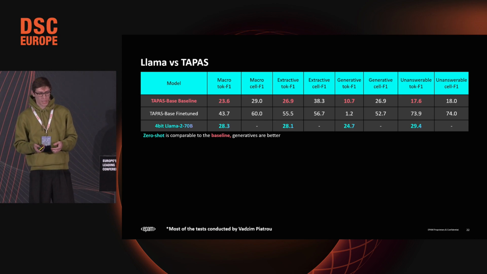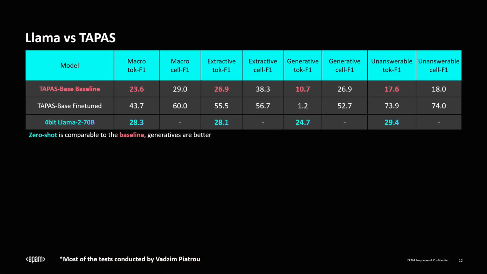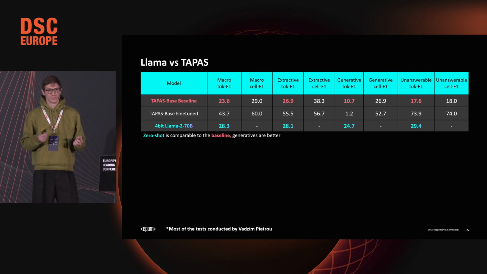More specifically, we tried Llama 2 70 billion, RLHF fine-tuned. It was quantized, so it fits on our A100 GPU. And as you can see here, it has scores which are a bit better than the Tapas base model, which means that today you can have an open source LLM which outperforms your pre-trained, not fine-tuned model with zero-shot prompting, right? But still, this model doesn't perform as well as our fine-tuned version.